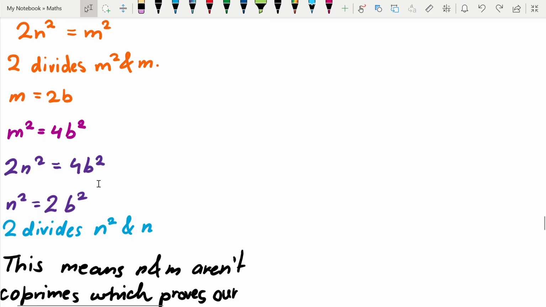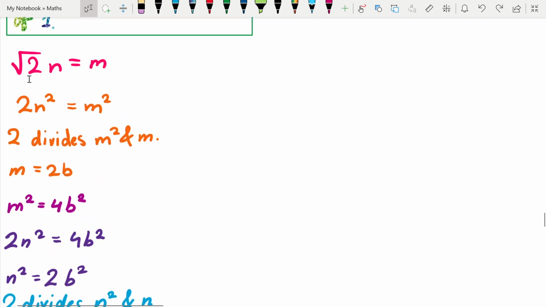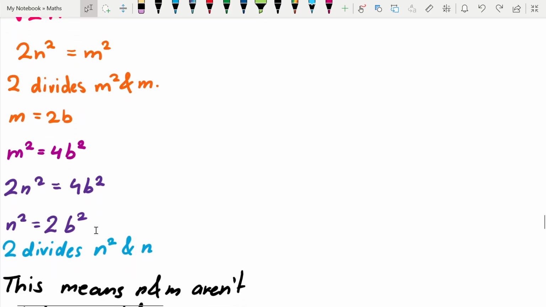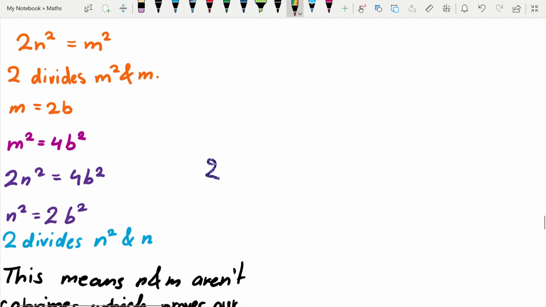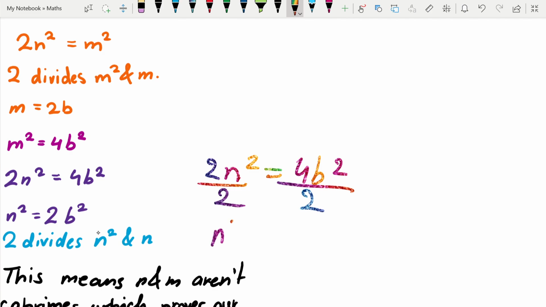So m square is equal to 4b square and root 2n square. Now if we go back to here, 2n square is equal to m square, so we see that 4b square. Now we can see 2n square is equal to 4b square. If we divide it by 2, then we get n square is equal to 2b square.